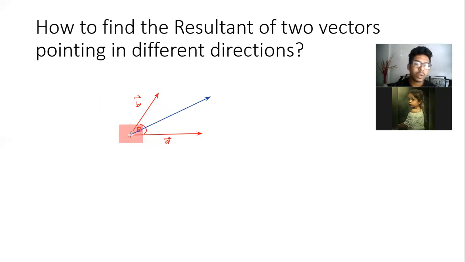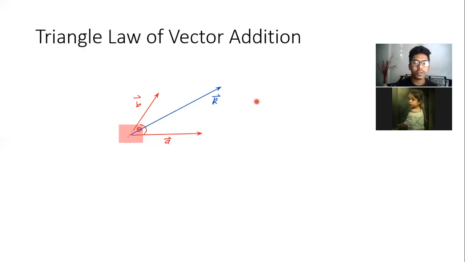Now we will see how we can find the resultant of this system. We have two vectors and their resultant, let's say capital R. So we want to find the resultant vector, right? To find the resultant vector, we have two laws. One is called the triangle law of vector addition, and the other is the parallelogram law of vector addition. Okay, so let's first start with the triangle law of vector addition.